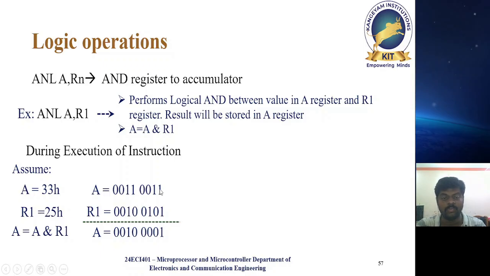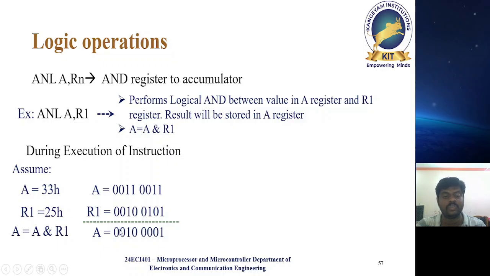For example, 1 ANDed with 1. As per the truth table of AND operation, both the inputs are 1, so the output is 1. 1 ANDed with 0, the output is 0. 0 ANDed with 1, the output is 0. Likewise it goes on. After performing logical AND operation between these two values, the result is this one.